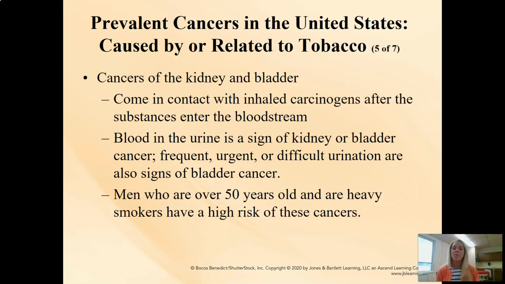Tobacco use can also cause cancers of the kidney and bladder. It comes in contact with the inhaled carcinogens after those substances enter the bloodstream. So as people smoke cigarettes, a lot of those chemicals that are found in cigarettes will circulate through the blood. Blood in the urine is a sign of kidney cancer or bladder cancer. Frequent, urgent, or difficult urination are also signs and symptoms of bladder cancer. And men who are over 50 who are heavy smokers have a higher risk of these cancers.